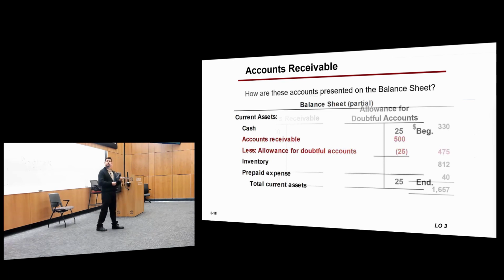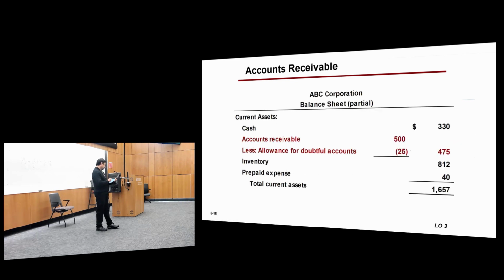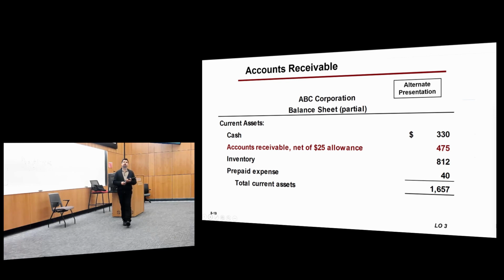This is the balance sheet, and we have accounts receivable less the allowance. This is the cash realizable value. Now this is one way to present it. Sometimes you also might present it like this. It says accounts receivable net of $25 allowance. It says the same thing. It has the same meaning. It's simply said differently.